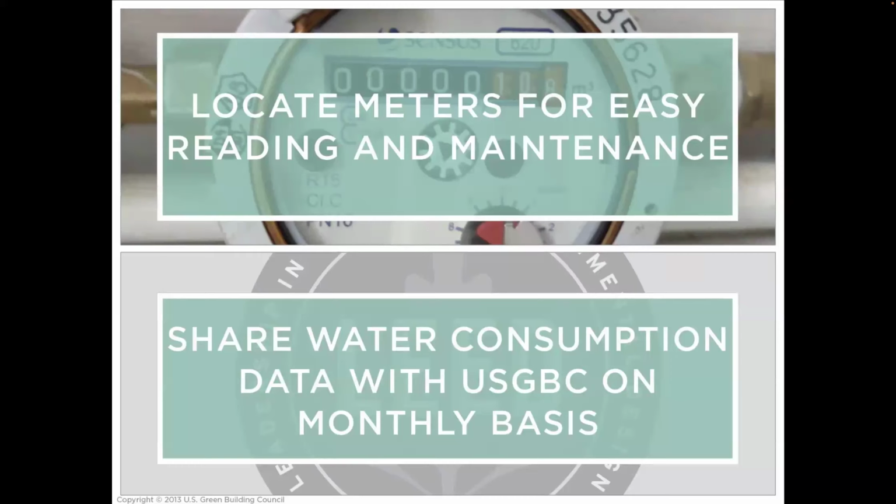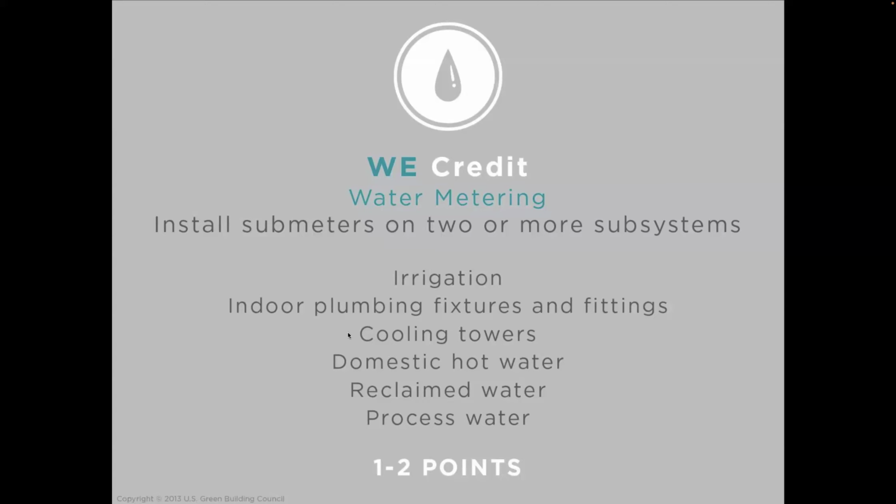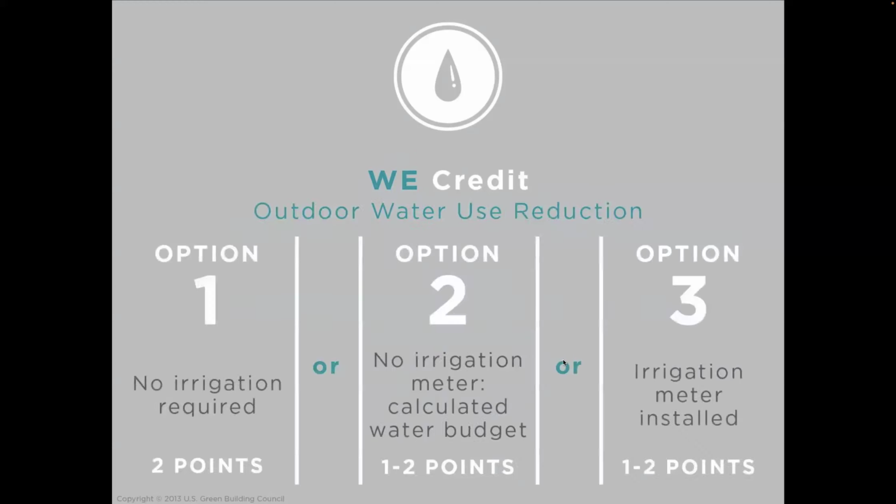And then water metering, again, you're installing sub-meters on 2 or more subsystems. So usually in most cases, you're doing it on irrigation, because it's a lot easier to do that. On indoor plumbing fixtures and fittings, that depends on how the building's plumbed, that may be easier or not. But basically cooling towers, domestic hot water heating, reclaimed water. If you're able to put sub-meters on these things, then you get some points for that.